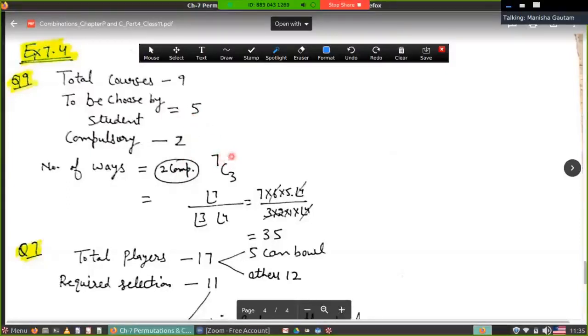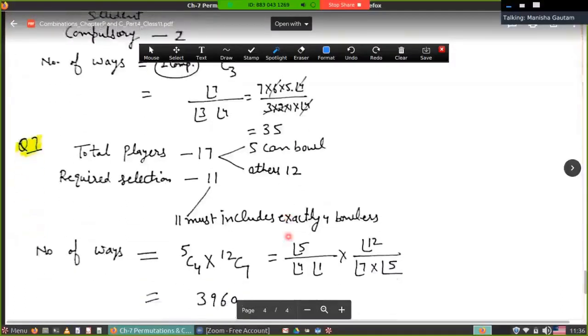Out of 7, now you have to select 3. 7C3, any 3 you can select out of 7. Now apply the formula of combination. Factorial 7 upon factorial 3 into factorial 7 minus 3, that is 4. Simplify it, you are getting 35. It means 35 ways are there to select the courses.